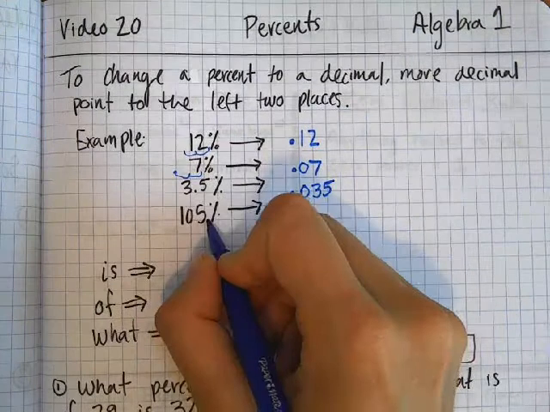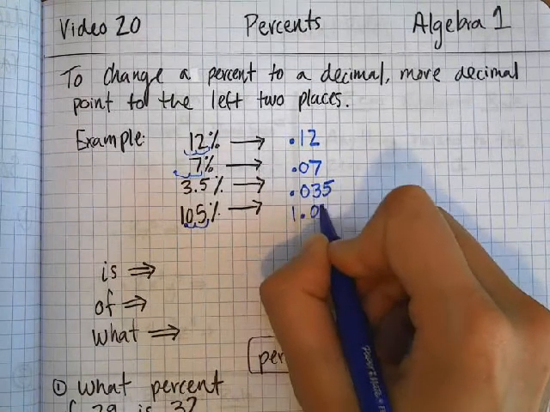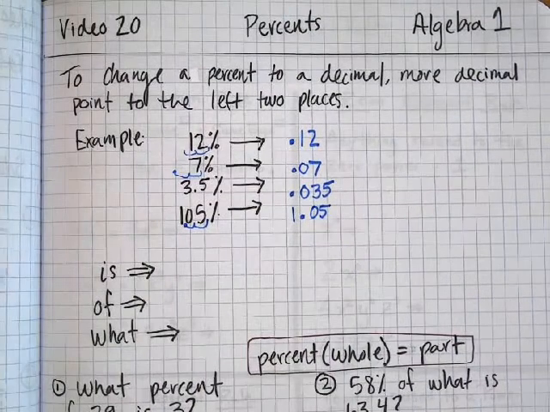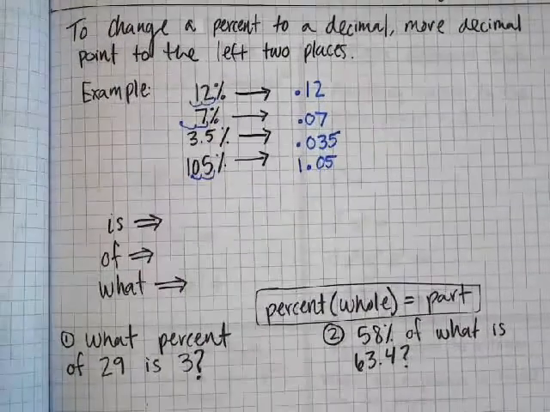Okay, with this one, move it over 2. This would be 1.05. Okay, so that's the biggest thing. First is how to change a percent to a decimal.